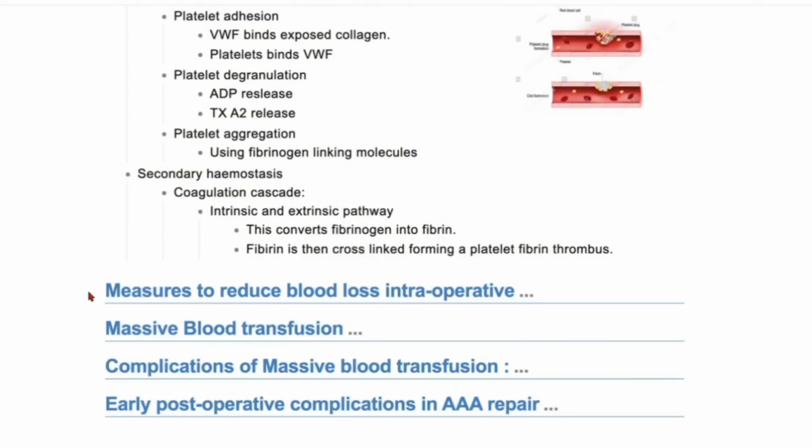How would you define massive blood transfusion? Massive blood transfusion is losing 40% of the blood volume in 4 hours. Is that an adult or a child? That would be in an adult. What about a child? I'm not too sure. Can I move on to the next question, please?